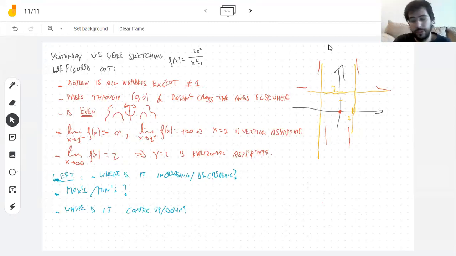It just gives you a list of things to try. It doesn't mean you have to go through them all, but it's probably a nice list to follow. So we started following it. We figured out that this function was defined everywhere except for plus minus 1. I don't know why I wrote 1 there. Oh, that's a plus minus.